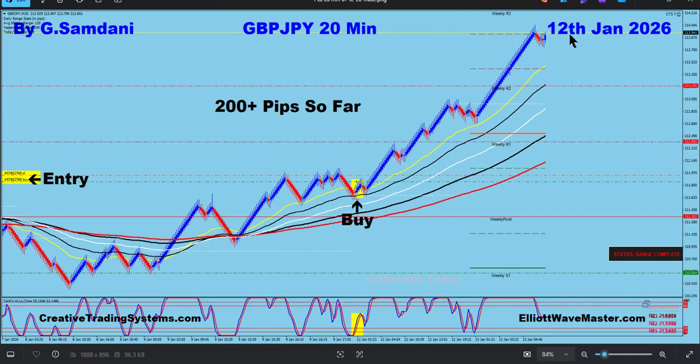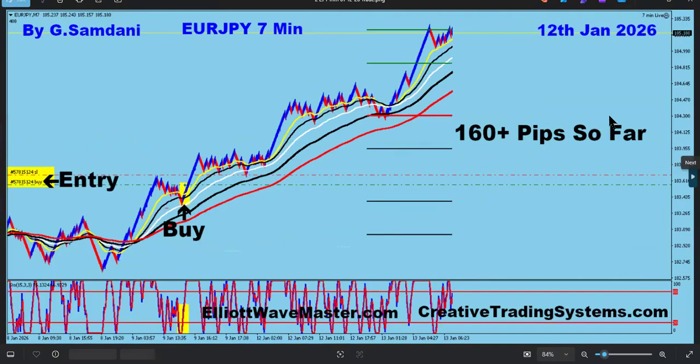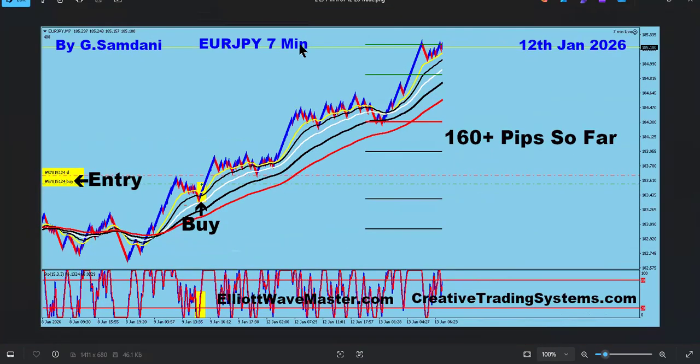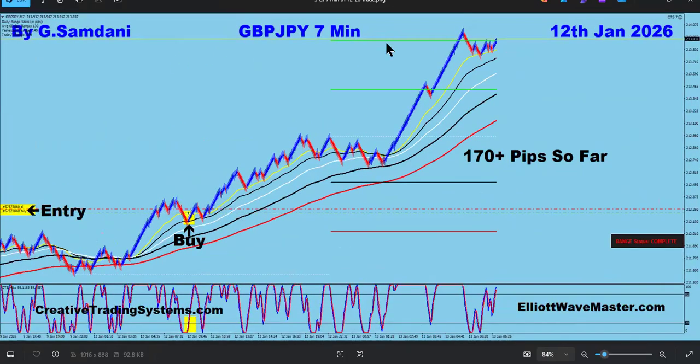Simple as that. So pound yen on the 12th, 200 pip. Similarly, on the 12th, euro yen from the 7-minute chart, 160 pip. I shrank the chart a little bit so that it can fit in the screen. Pound yen from 7 minutes. This is a second entry, same kind of entry, same area. But I have entry charts open on two different computers. One only handles the 20-minute charts, and the other computer is handling the 7-minute charts.